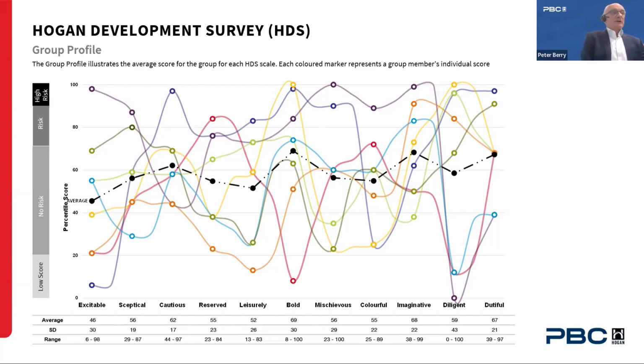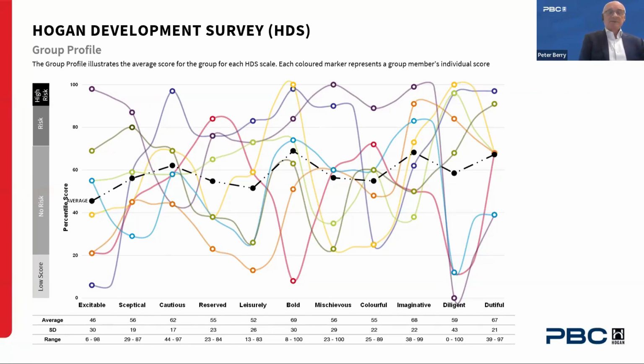What else can I comment on? Excitable at the start was below 50, just confirming that they're a pretty resilient bunch. There's only one person up at 98 for excitable, where they might get a bit frustrated occasionally. But I was pretty happy with that profile there.